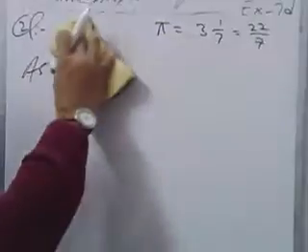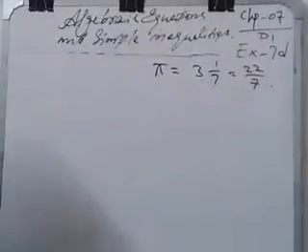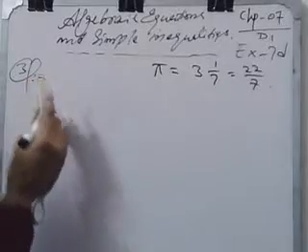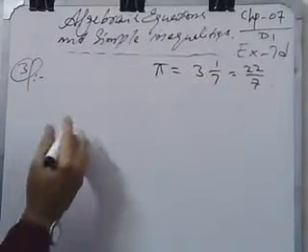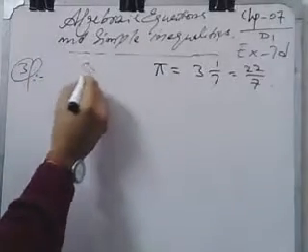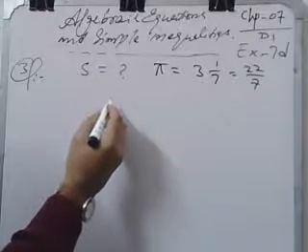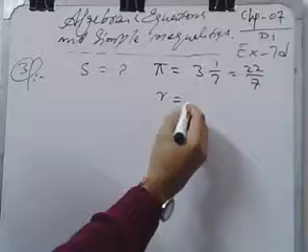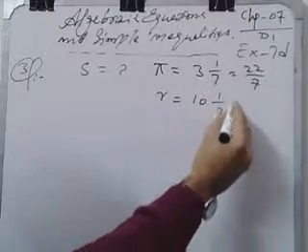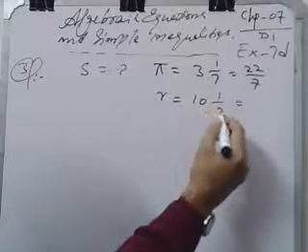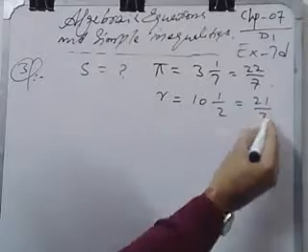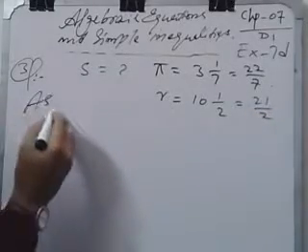Now coming to question number 3. In question number 3, by the same method, you have been asked to find the value of S, that is maybe the surface area, and R is given to you as 10 whole 1 by 2, which is equal to 21 by 2.